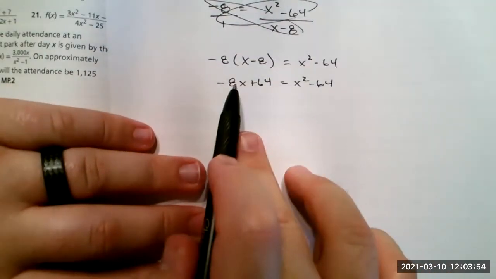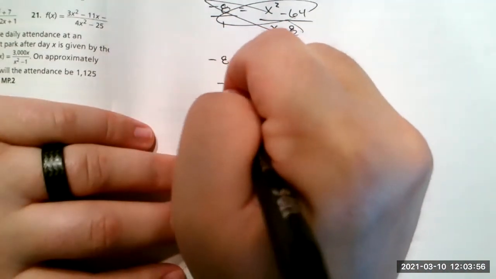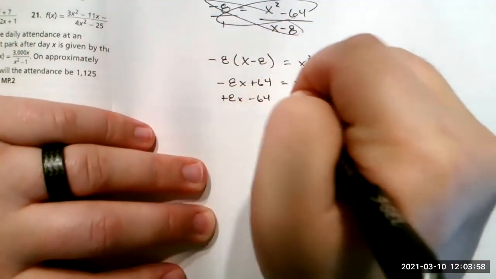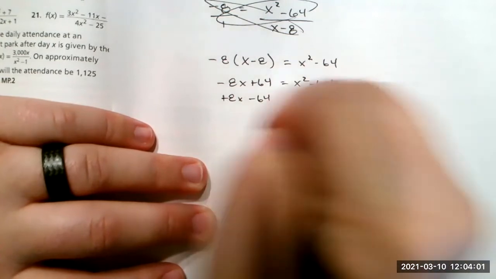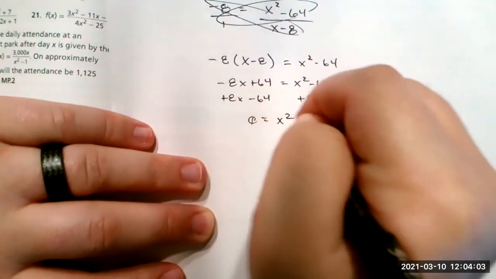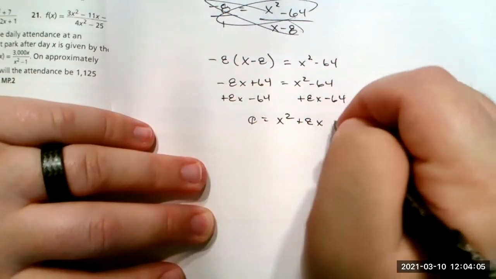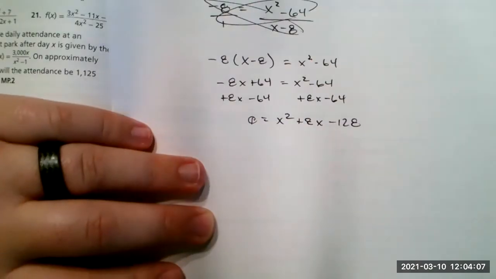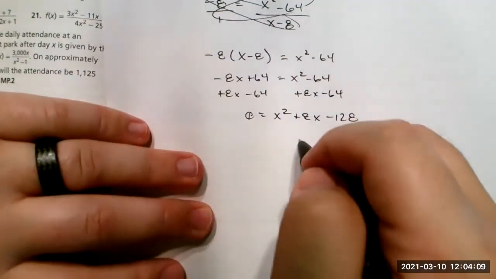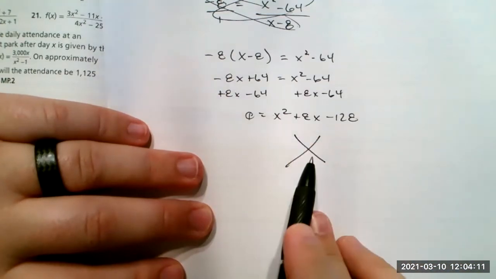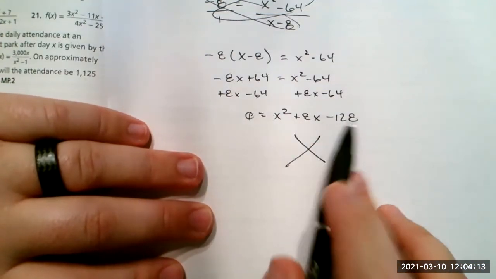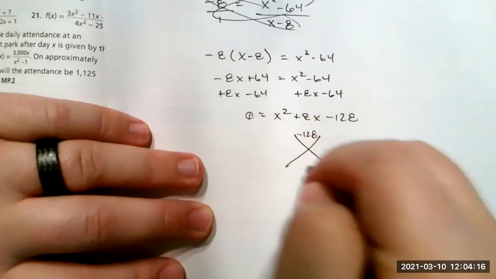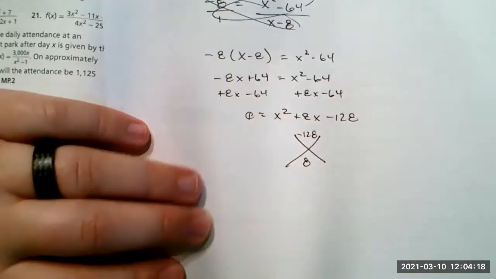And then I'm going to go ahead and move everything over to the right. So I'll add 8x to both sides, subtract 64 from both sides. And I have 0 equals x squared plus 8x minus 128. Go ahead and factor this because I've got a quadratic, so that's the only way out of it. A times c, that's negative 128. B is 8.